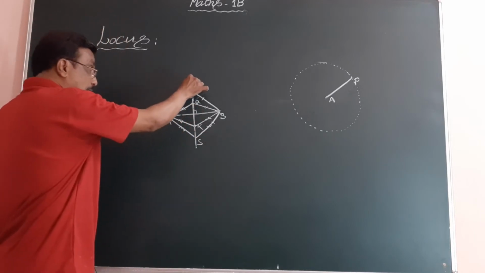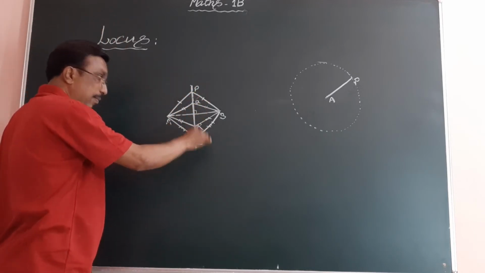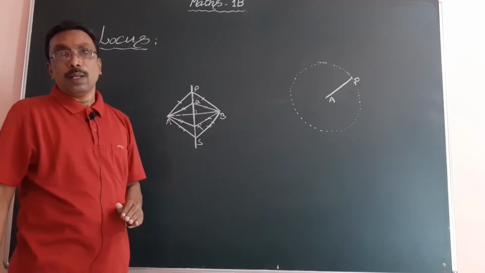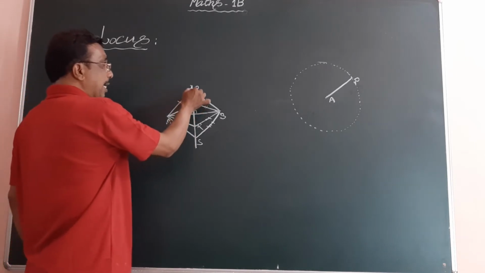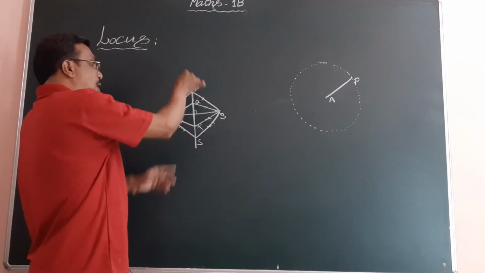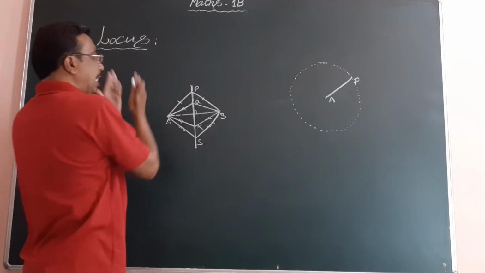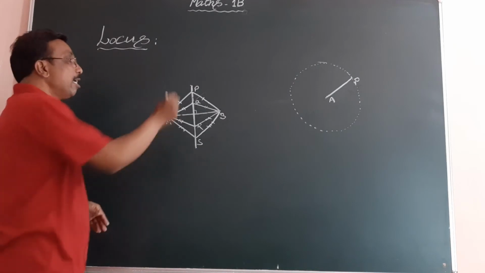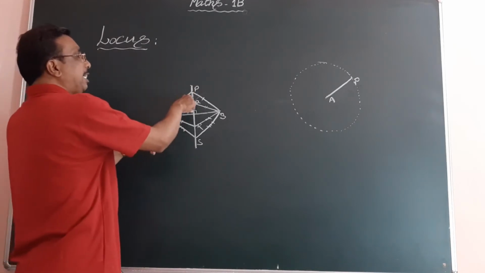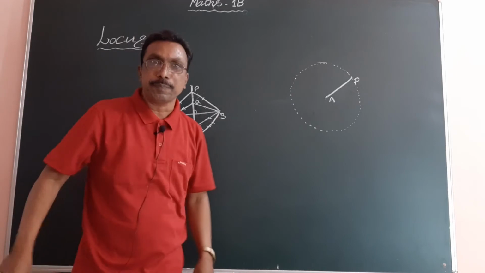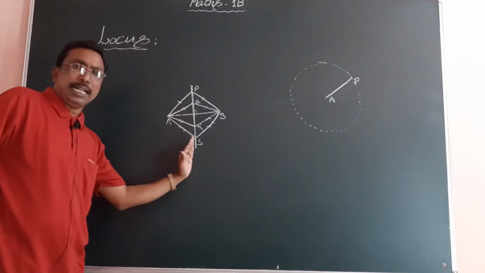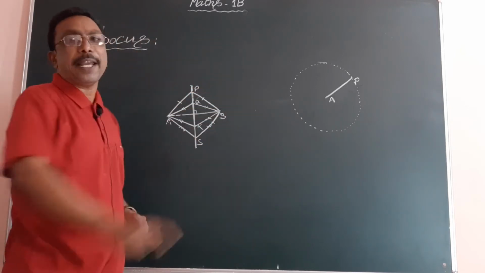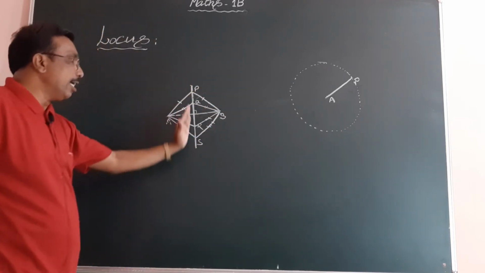So this is called a locus. What is the locus? Perpendicular bisector. Okay. Every point on the locus, now we take any point on the locus, that point satisfies the given geometric condition. What is the geometric condition? It is equidistant from the points A and B. So this is the locus.